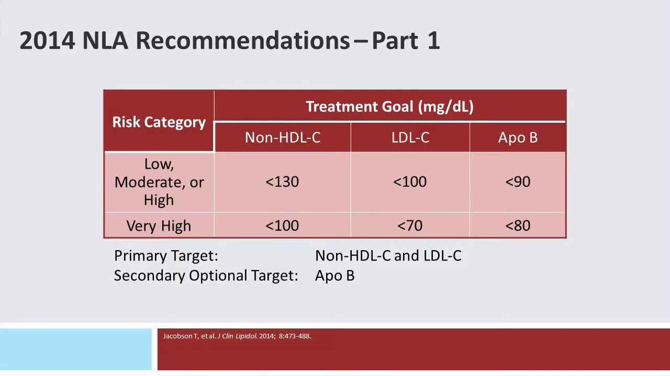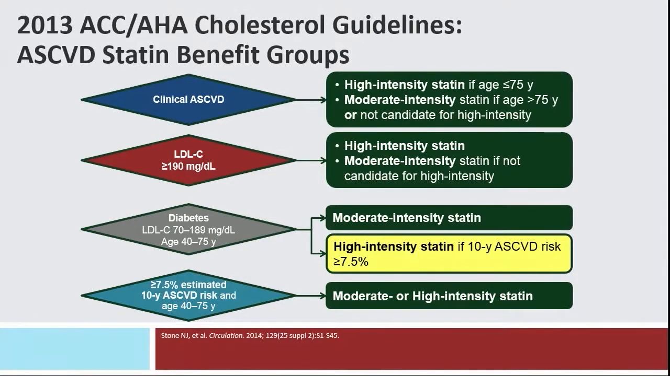moderate, and high risk, and then of course in the very high risk patients, which are usually those with established cardiovascular disease. The 4 statin benefit groups you all are familiar with. The one with established heart disease is group 1, clinical ASCVD. The other 3 groups are essentially primary prevention patients. But high-intensity statins are clearly to be used in the highest risk patients. So high-intensity statin to achieve at least a 50% reduction in LDL from baseline.